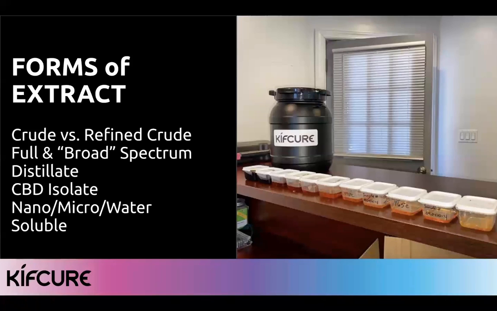Our main initial form of extract is a crude extract, which can be extracted through hydrocarbon means like butane or propane. It could be ethanol or CO2. It doesn't really matter, but it basically is a form of extract where you're extracting with a solvent and then recovering your solvent back out.